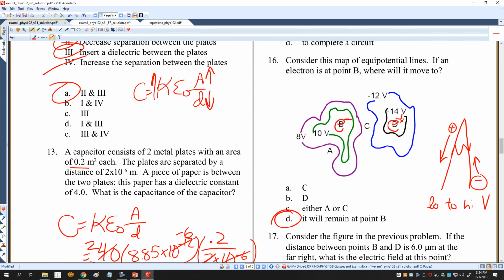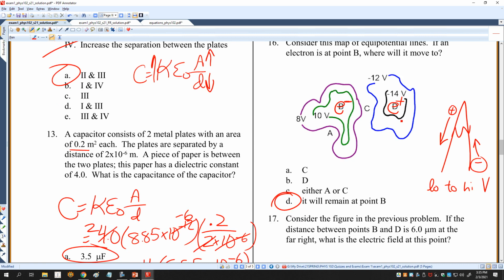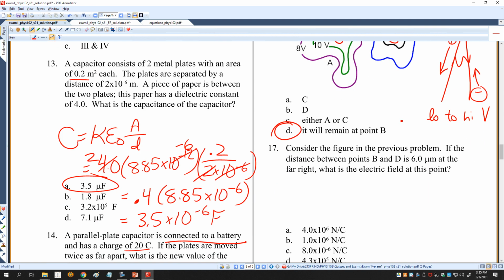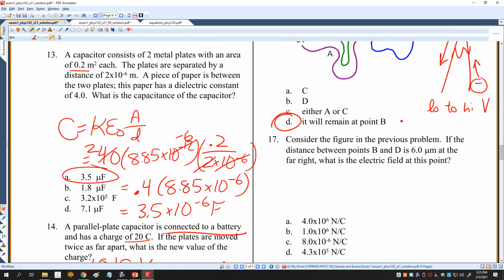By the way, if I put a proton over here, that would be a potential well for the proton, because it's going to move from high to low. And to move out of there, it would have to move from low to high. So these are potential wells. This is sort of like a topographical map, by the way, this potential map, where each line represents an equal potential line. If the distance between points B and D is 6 microns at the far right, what is the electric field at this point?